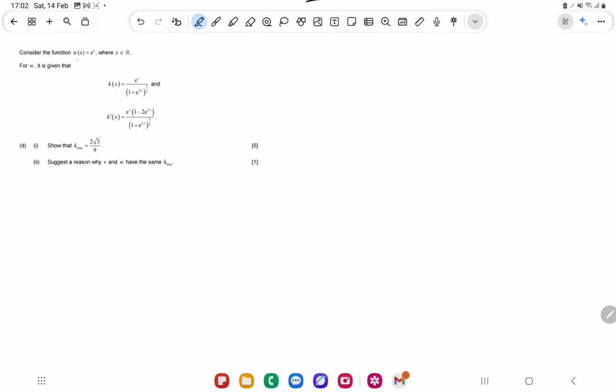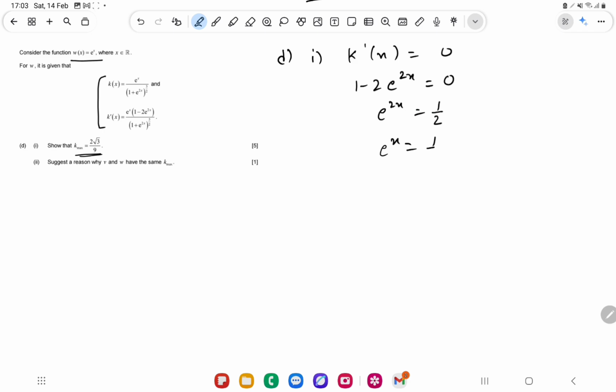Now in this part we have the function e to the power x, and again k(x) and k dash x are given to me. We have to show that the k max value is this. To show that, first I need to find the value of x. So I again put k dash x equal to 0, which gives me 1 minus 2 e to the power 2x equals 0. So e to the power 2x is nothing but 1 by 2, so e to the power x is 1 by root 2.